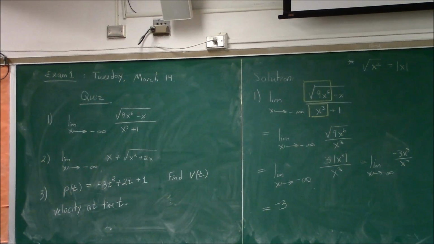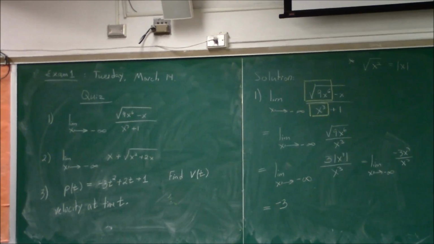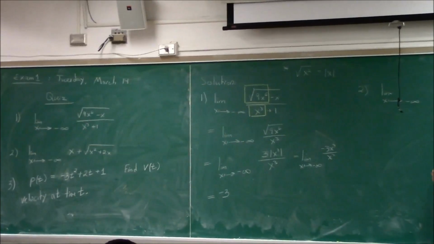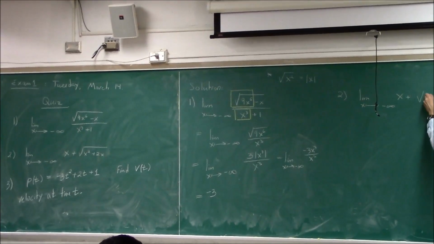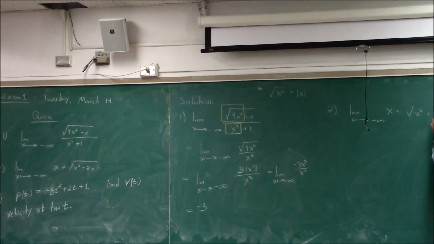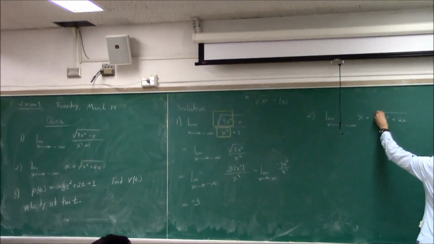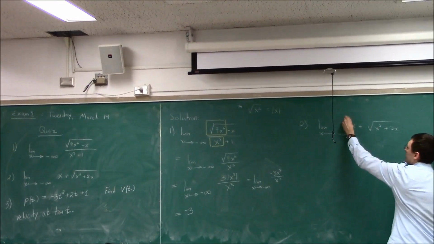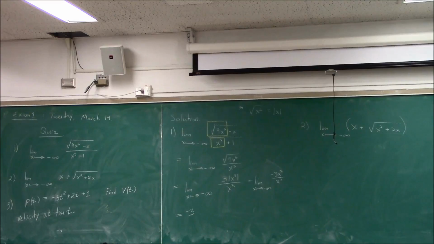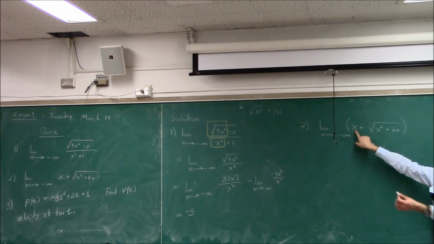Question number 2. Again, the limit as x goes to minus infinity of x plus the root of x squared plus 2x. So here again you have to be very careful. Does anybody have a hunch if this should be a negative or a positive number? Negative. You see, if you look at the root of x squared plus 2x, this is actually less than just the absolute value of x. So this x is going to push it more to negative.